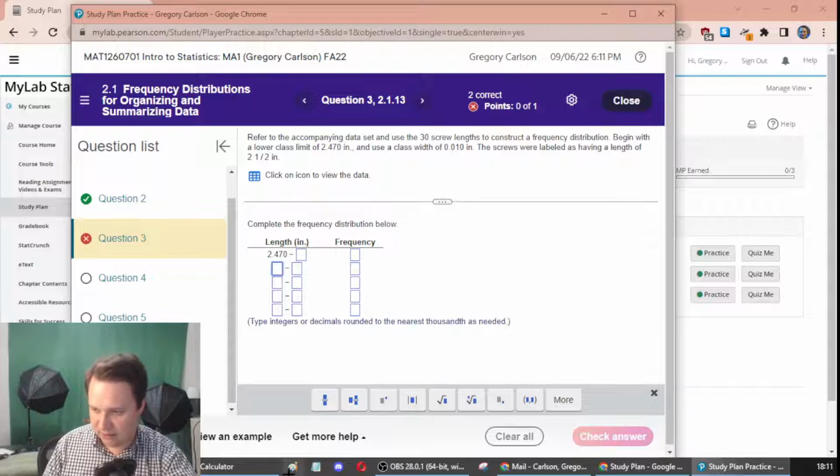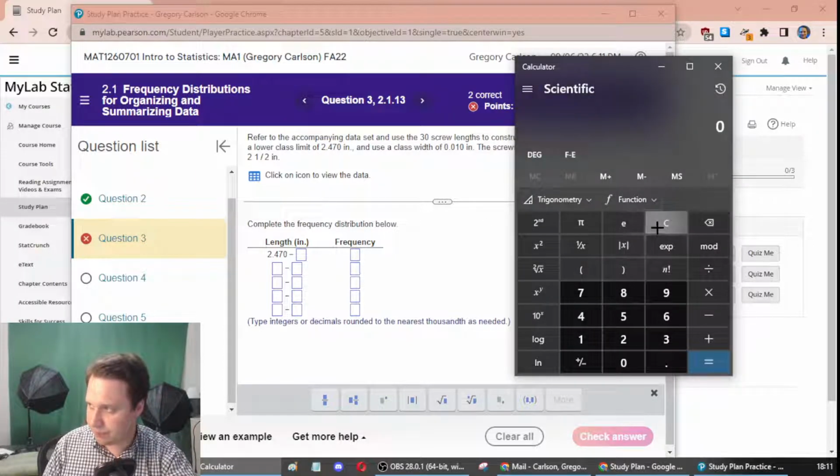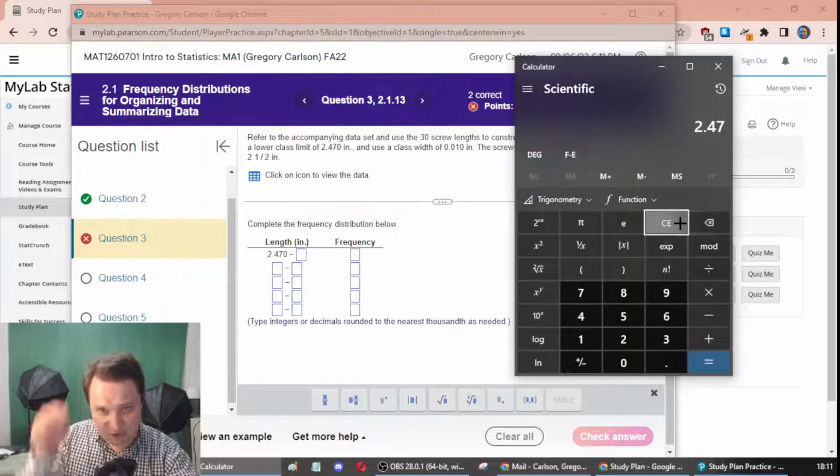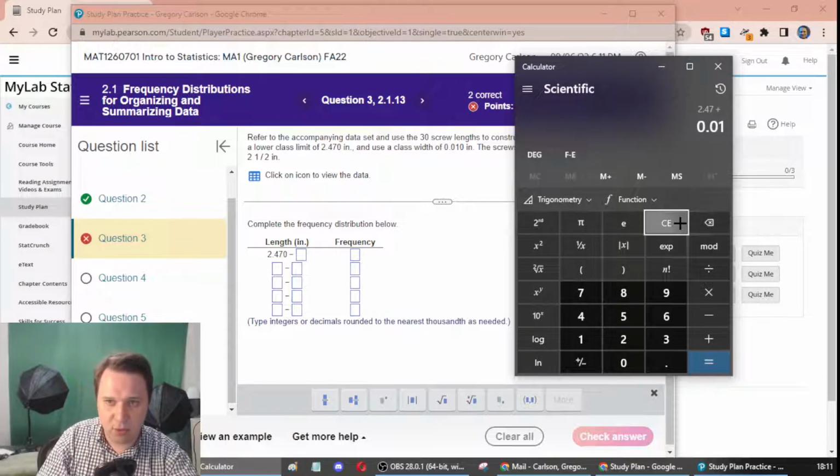So here's what I mean. If I pull out my calculator, so we have 2.47, right? And so I'm going to add the class width, 0.01.